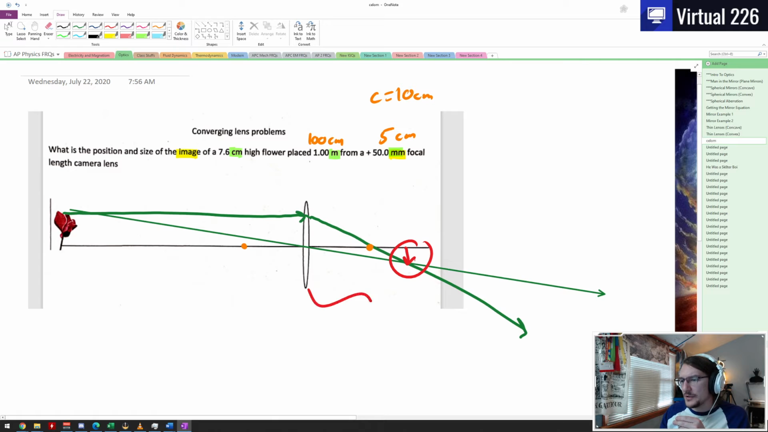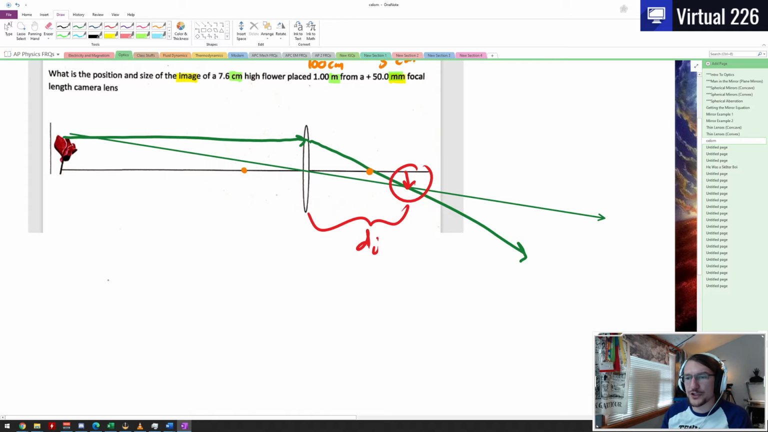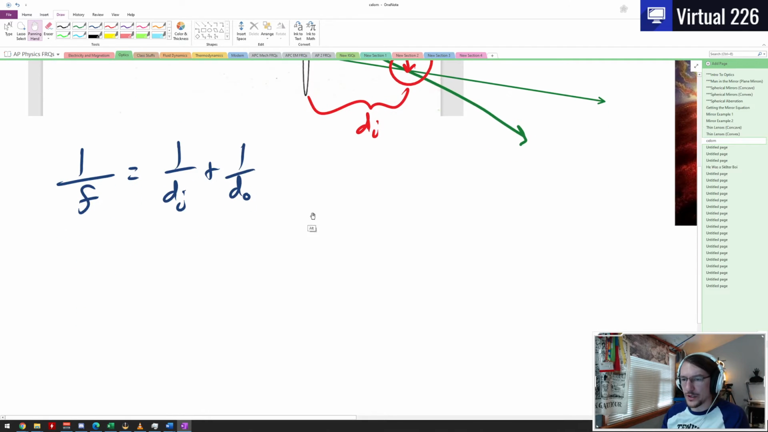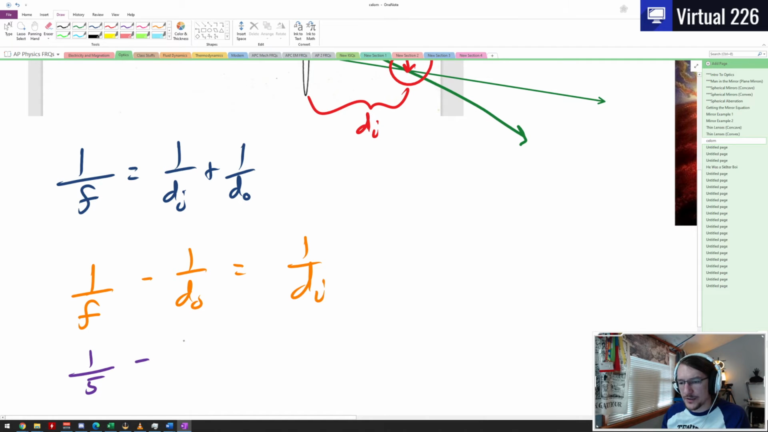If we'd like to determine the image distance, di, let's use our lens mirror equation. We know 1 over f equals 1 over di plus 1 over do. Since we're looking for di, we can rewrite this as 1 over f minus 1 over do equals 1 over di. Plugging in some numbers, our focal length gives 1 over 5 centimeters, minus our object distance, 1 over 100 centimeters. This is going to give us 1 over di.